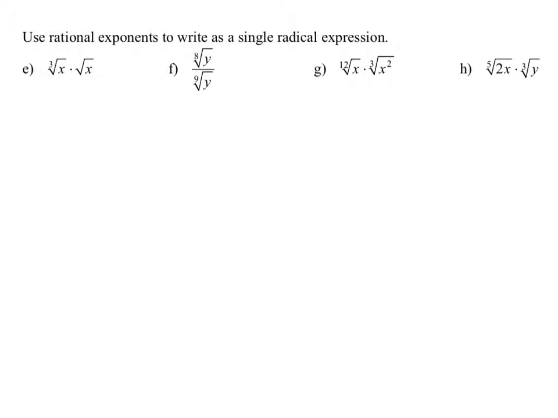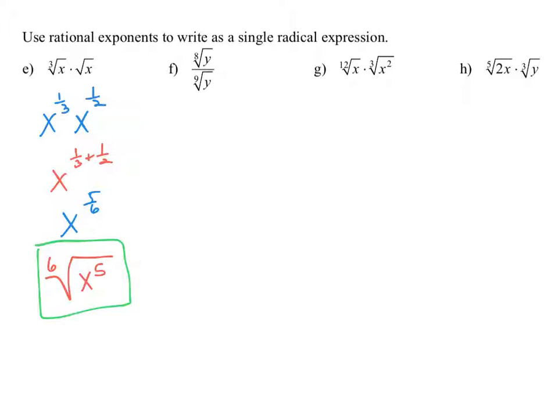Here we're going to use rational exponents to write as a single radical expression. The cube root of x times the square root of x can be written as x to the 1/3 times x to the 1/2 power. Then we can use the product rule for exponents to add those together. So we can write it as x to the 1/3 plus 1/2, which is the same thing as x to the 5/6 when you add those fractions together. And then we could even write this as a radical expression, the 6th root of x to the 5th as our final answer.